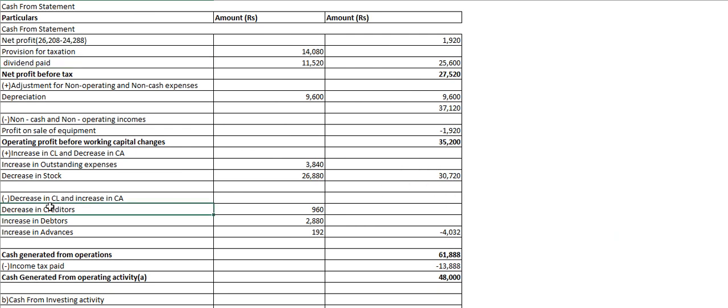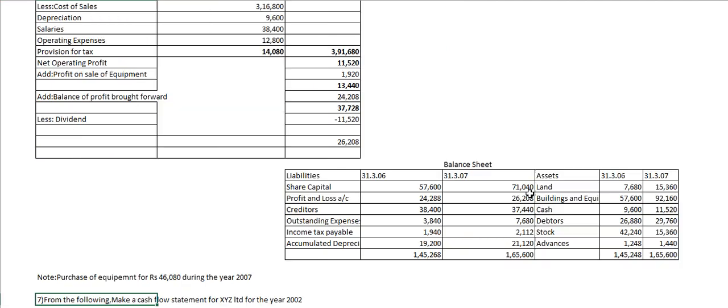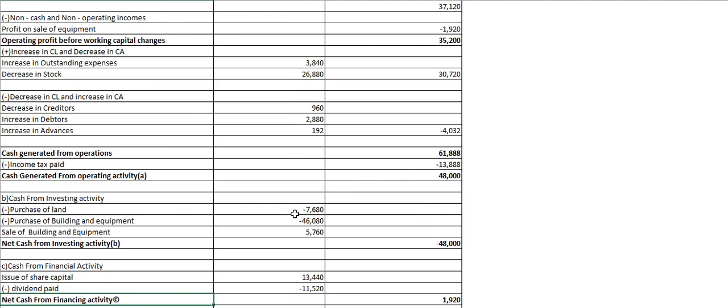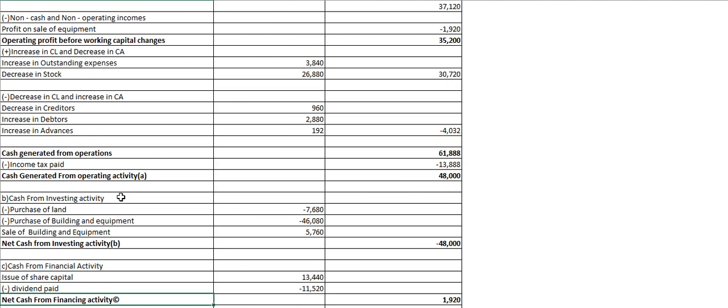Now when you total up, you will get 30,720. Now moving on to the decrease in current liability and increase in current asset. So you will minus your decrease in current liability and increase in current asset. So what all current liability has decreased? First look into that. So if you see, the creditors have decreased. So creditors, what is the amount decreased? How do you get the amount? The previous year's amount minus your current year's amount. So 37,440 minus 38,440, you get 960.